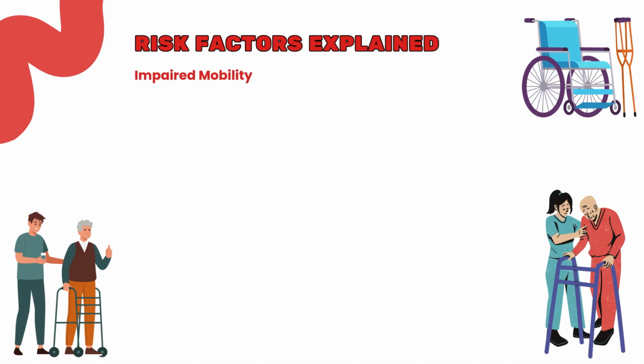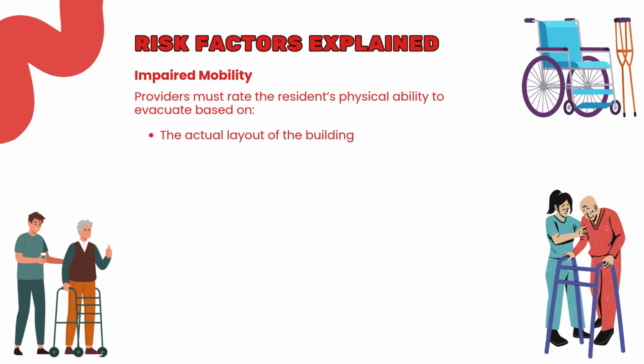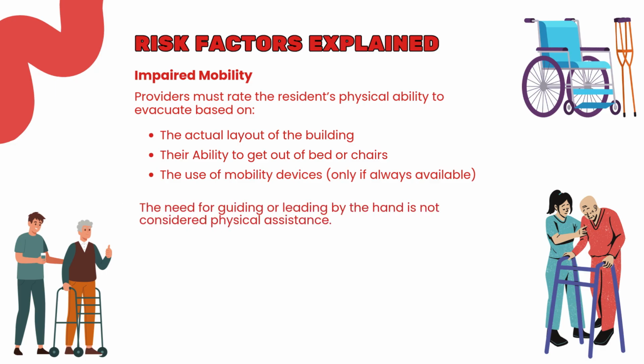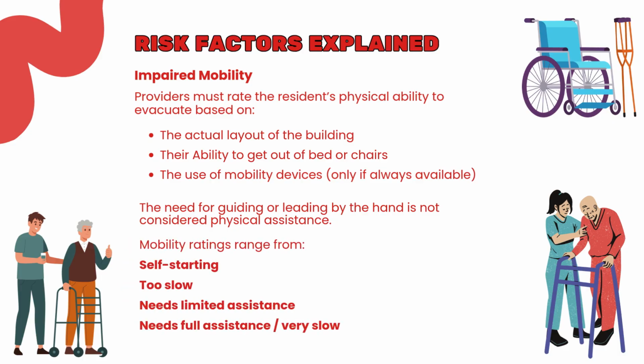Impaired mobility. Providers must rate the resident's physical ability to evacuate based on the actual layout of the building, their ability to get out of bed or chairs, and the use of mobility devices, only if always available. The need for guiding or leading by the hand is not considered physical assistance. Mobility ratings range from self-starting too slow, needs limited assistance, and needs full assistance very slow.